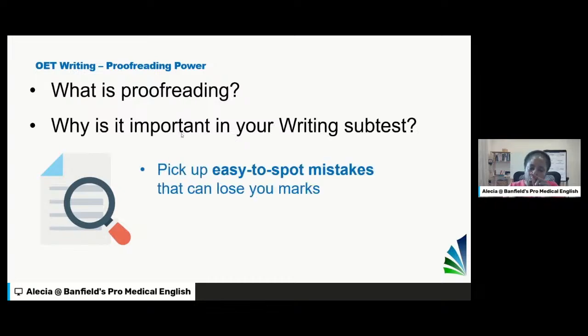Proofreading is where you go through line by line on your finished letter and you are picking up these easy to spot mistakes. Things like spelling, grammar, punctuation, things like that. And you're using these small points to correct so that the examiner is not distracted by many of these small errors. And so you tweak your letter as a whole.